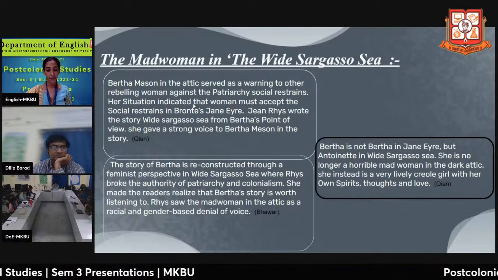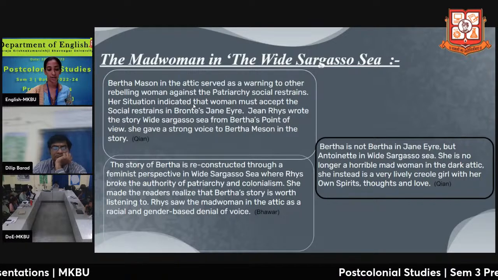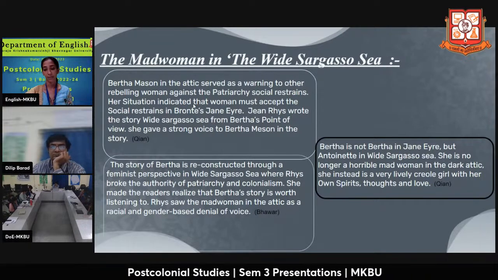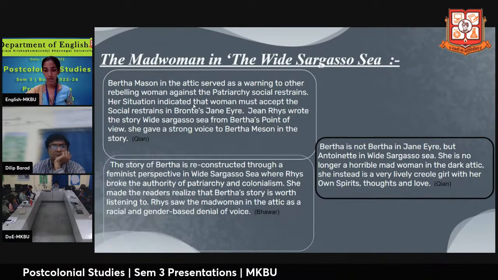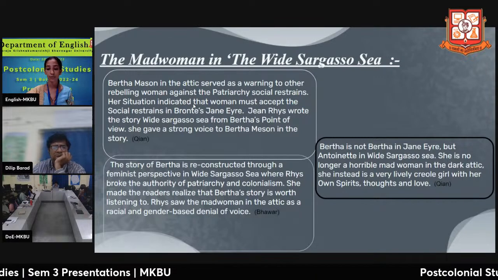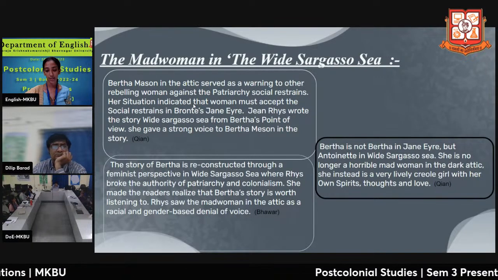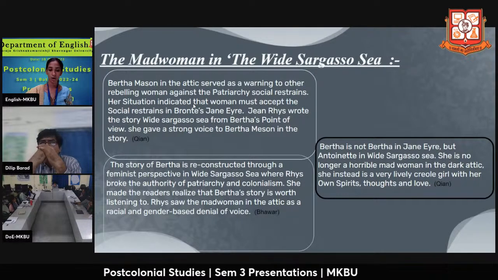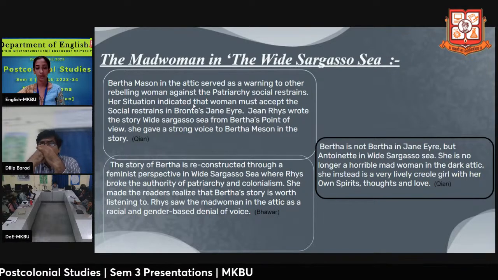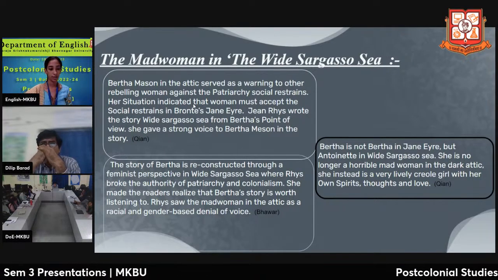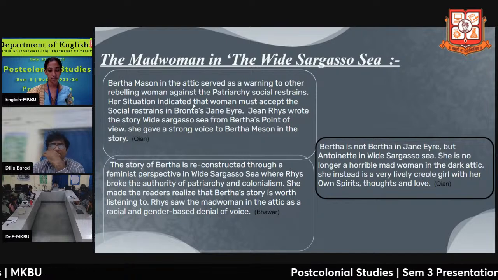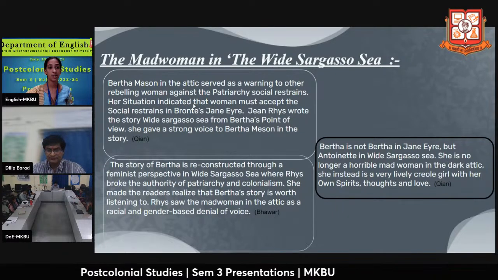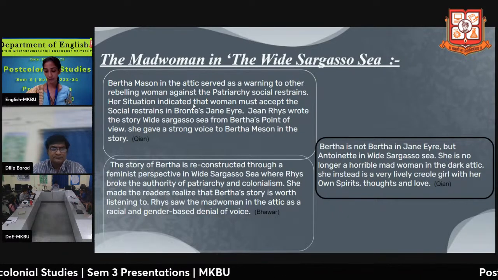Rhys saw the mad woman in the attic as a racial and gender-based denial of voice. Bertha is not Bertha in Jane Eyre, but Antoinette in Wide Sargasso Sea. She is no longer a horrible mad woman in the dark attic. She instead is a very lively girl with her own spirits, thoughts, and love. So that is how the mad woman in the attic, Bertha Mason, served as a warning to other women rebelling against patriarchy, against the society of male dominance.